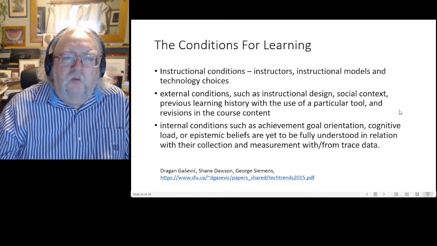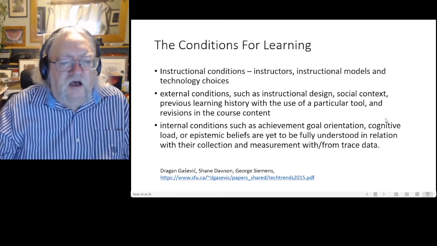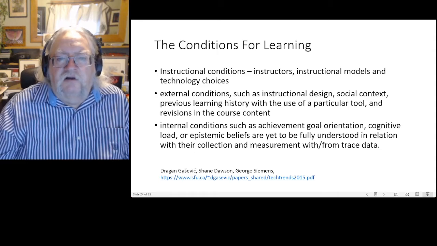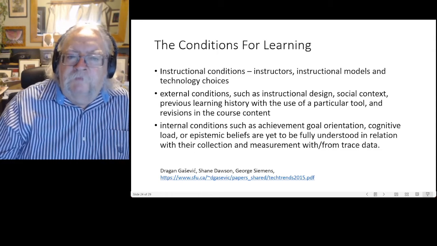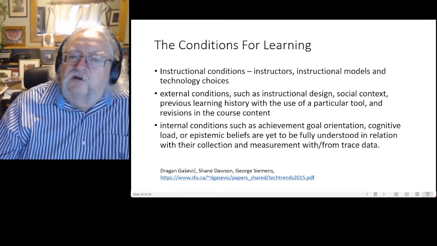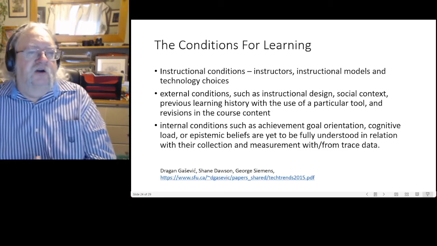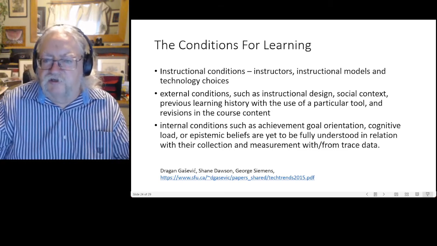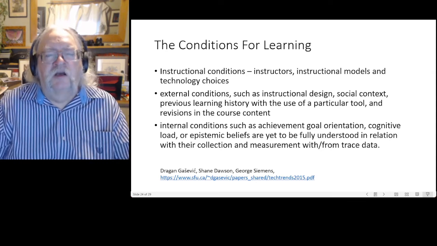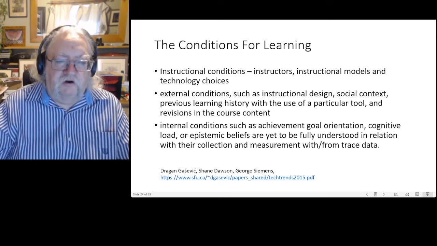Again, in that model, we had the conditions for learning, and these again are mentioned by Gašević, Dawson, and Siemens. They include the instructional conditions, which includes instructors, the models, and the technology choices. External conditions, such as instructional design, social contacts, etc. All of these are data points. All of these interoperate differently depending on your model or theory.